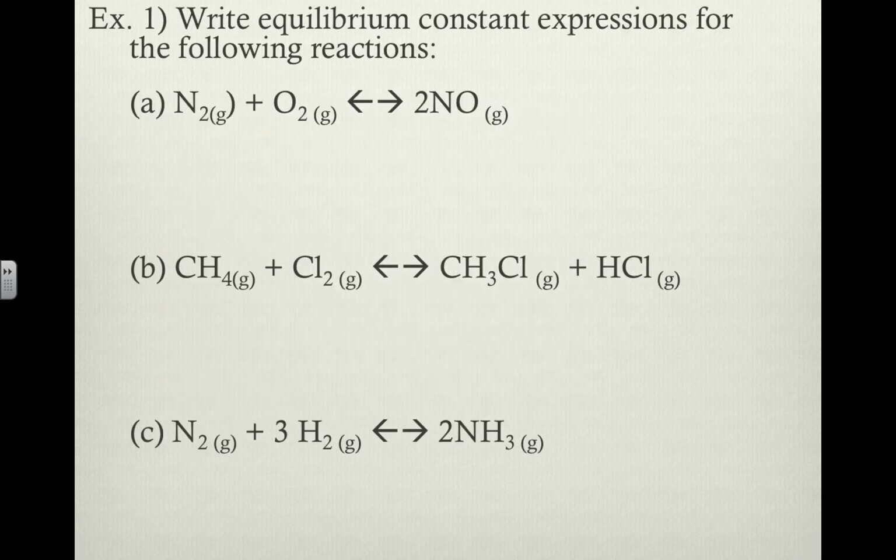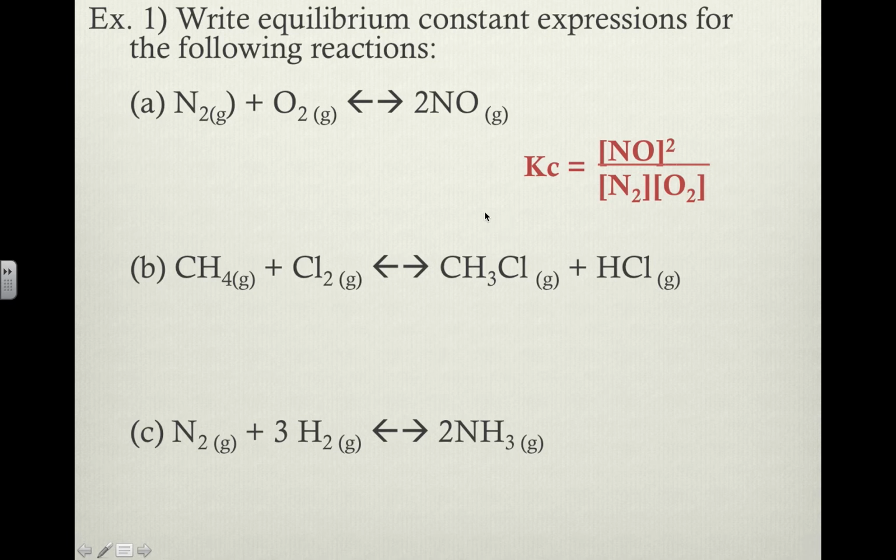All right, first thing we're going to do, we're just going to write these expressions. No numbers involved yet. So we have nitrogen, oxygen forming nitrogen monoxide. Kc is going to equal the concentration of the products over the reactants, and we're going to turn those coefficients into exponents. So it's going to be NO squared divided by the product of nitrogen and oxygen. Most of these had coefficients of 1, so exponents of 1.